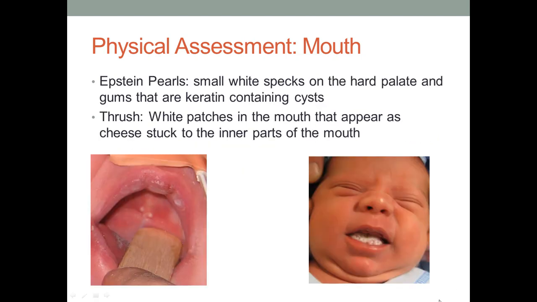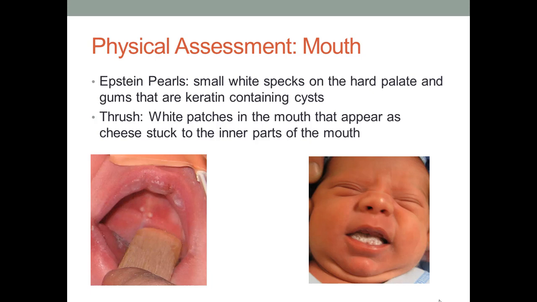So Epstein pearls, as you can see on the picture on the left, are small white little specks on the hard palate and the gums. It's basically just keratin-containing cysts. Nothing to really be overly concerned about, but something to watch.